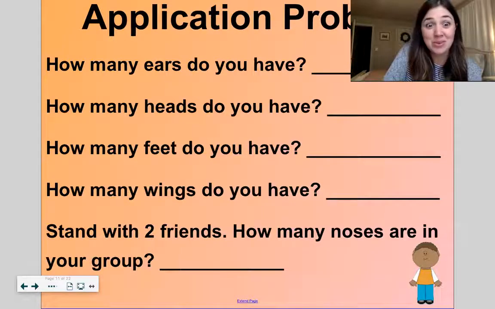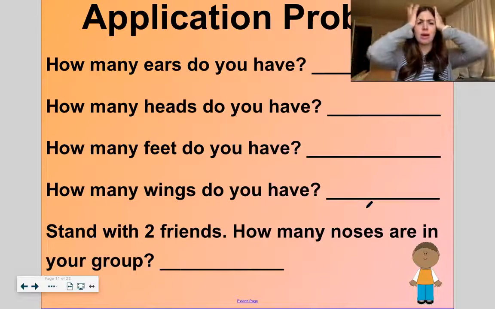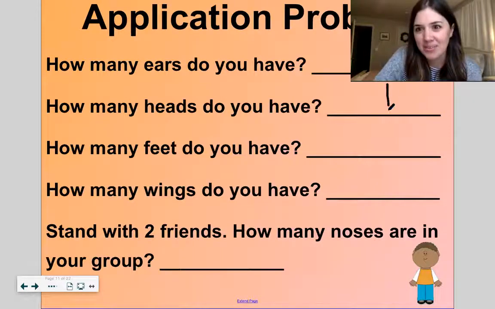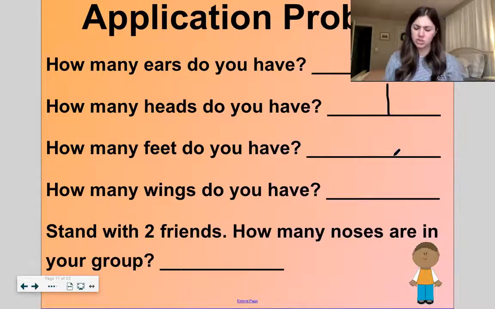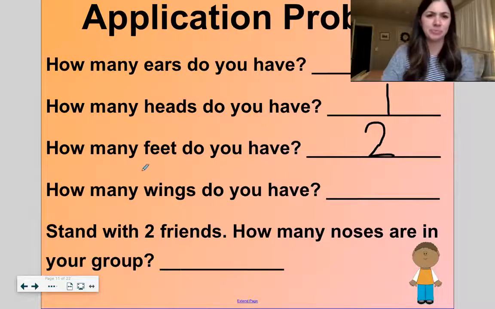Make a moon. There's more work to do. Go to the right. That's a 2. How many heads do you have? I have 1. Straight line down, then you're done. That's how you write a number 1. How many feet do you have? I have 2 feet, so I'm going to write 2. Make a moon. There's more work to do. Go to the right. That's a 2.